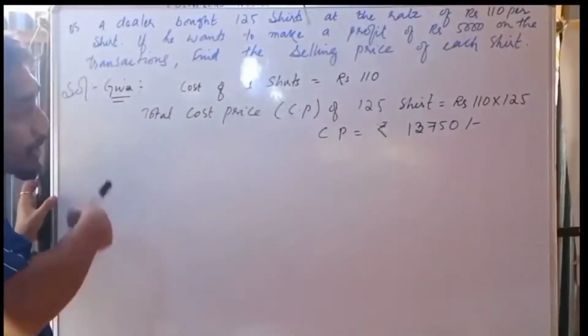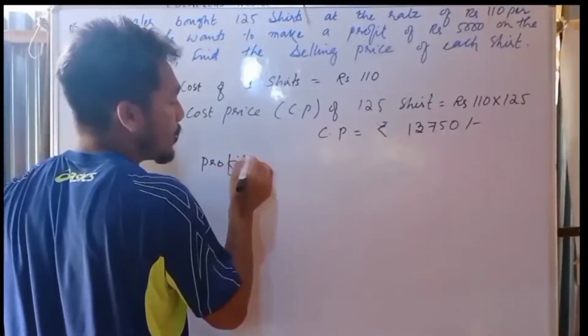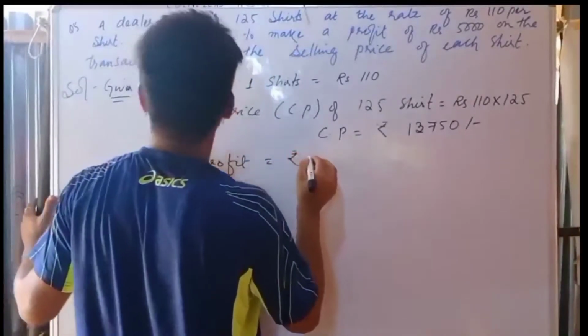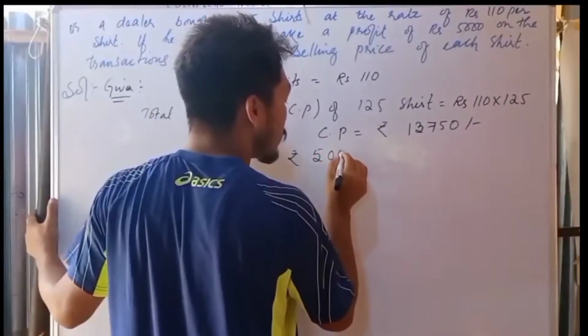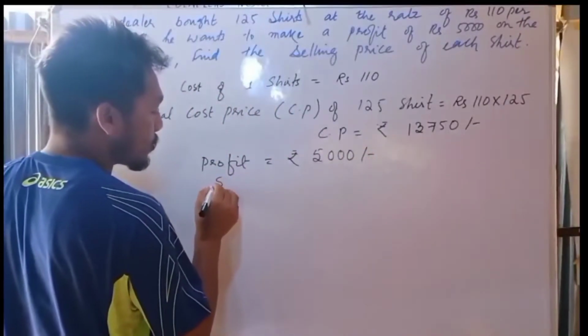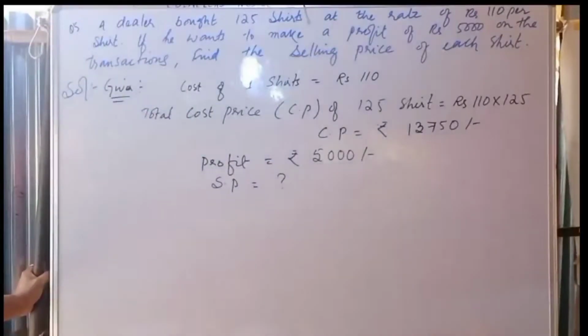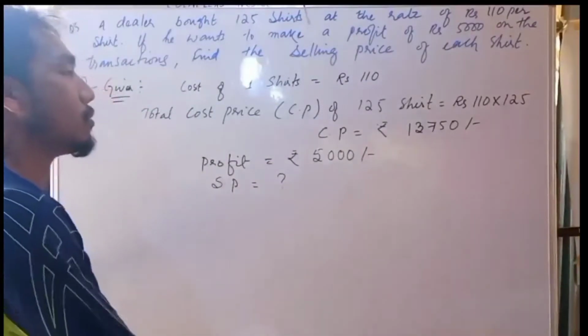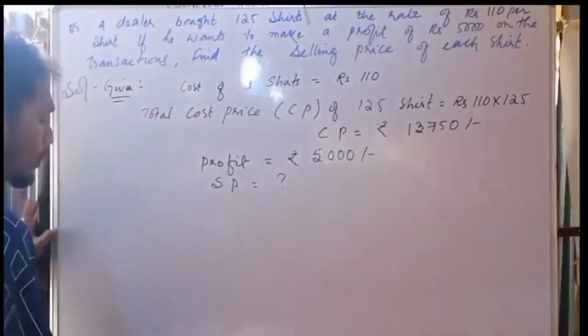Now he wants to make a profit. That means profit is given. Profit is given how much? Rupees 5,000. You want to make a profit of rupees 5,000. So he needs to sell each cert for how many rupees? For how many rupees should each cert be sold?